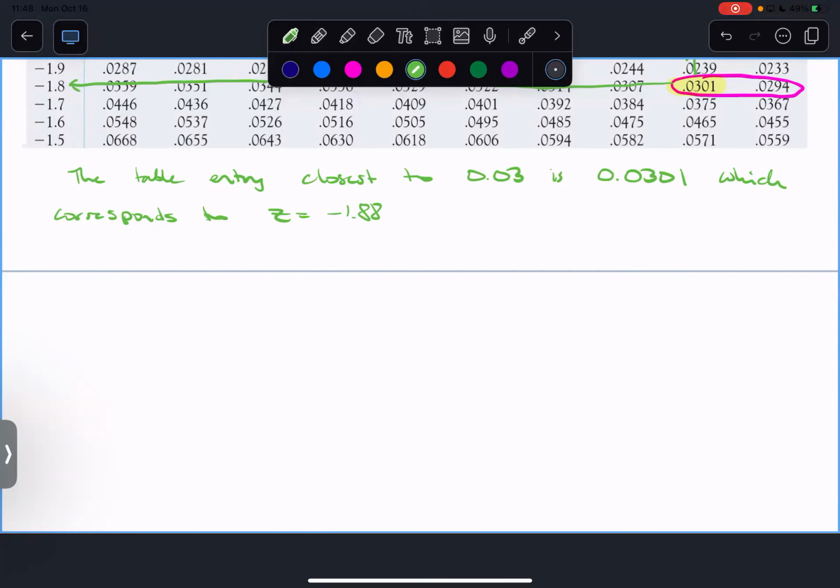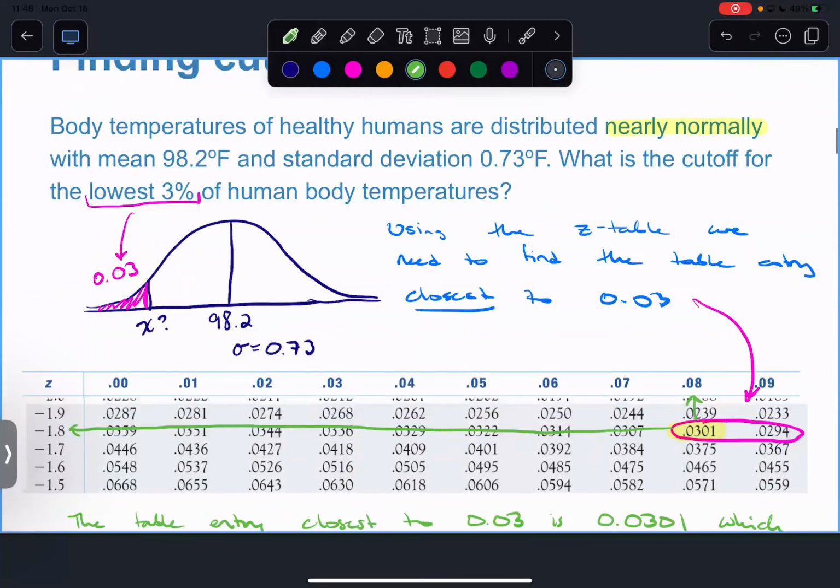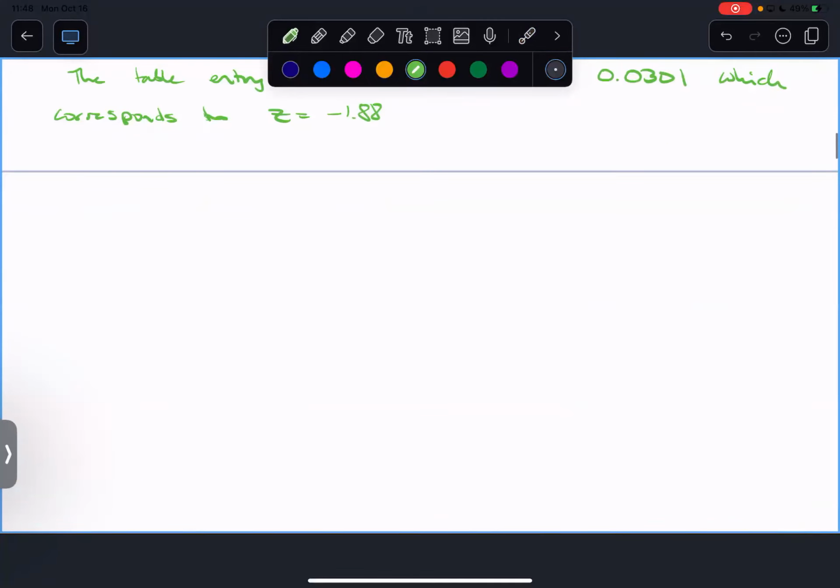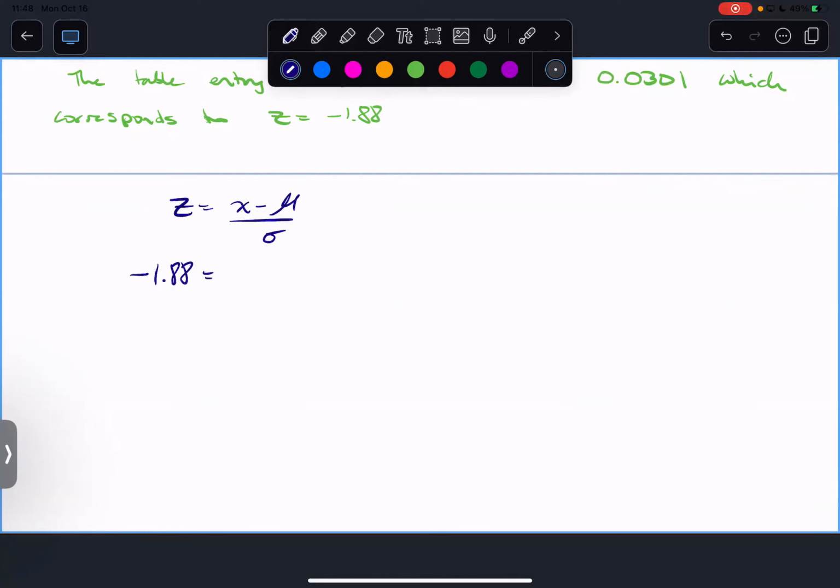Nice. So now where are we at in our little pendulum? Now we're here. I've got a Z. So now the very last phase is to use the formula to find X. Okay. So Z is X minus mu over sigma. And I'm forcing Z to be negative 1.88 because that's what I want it to be, right? Trying to solve for X.